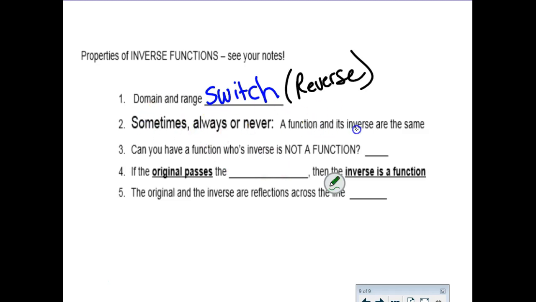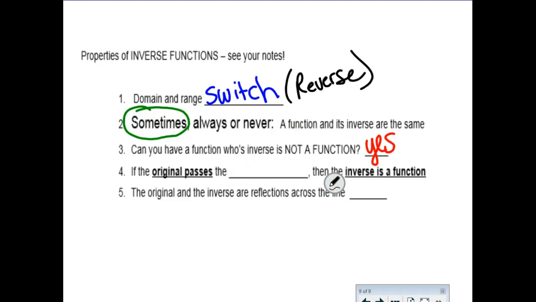Alright, is this a sometimes, always, or never fact? Let's see, a function and its inverse are the same. There are functions that are their own inverse, but that doesn't always happen, so this would be a sometimes moment. Can you have a function whose inverse is not a function? And yeah, you absolutely can have that. And that has to do with the horizontal and vertical line test.